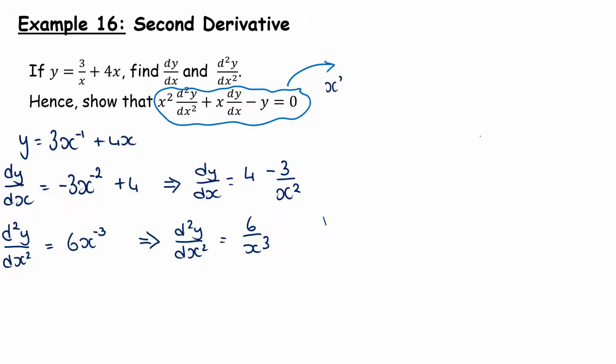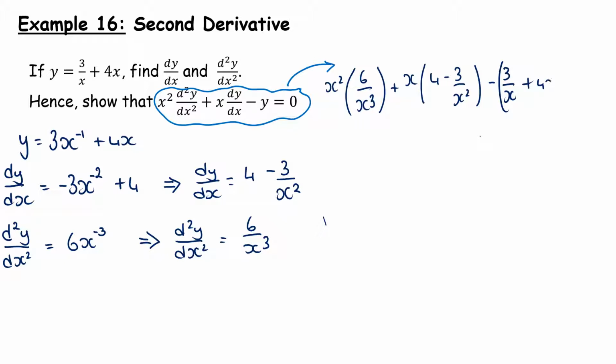So x squared times 6 over x cubed plus x times 4 minus 3 over x squared minus 3 over x plus 4x should equal 0. So I like to work with my functions with the powers as positive and them underneath the line. I think it's a bit easier, but you can of course work the other way. So that gives me an x, and that cancels here. So I get 6 over x plus 4x minus 3 over x.